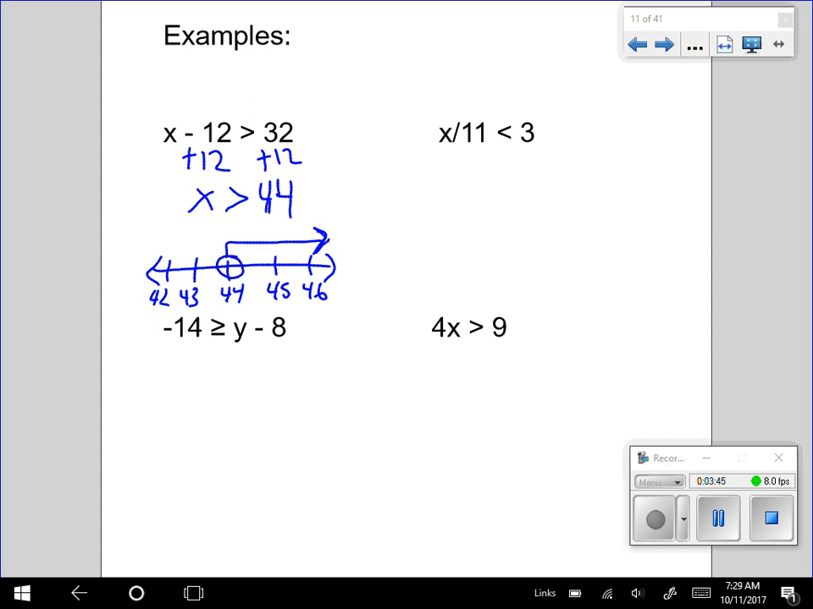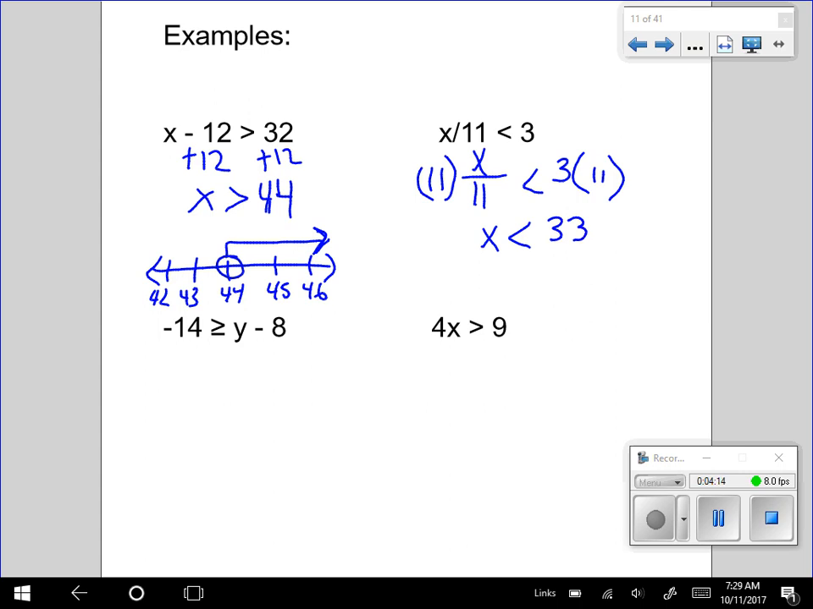Awesome. So now if we look at this one, we have x divided by 11 is less than 3. Okay, so again, we want to get x alone. Maybe you weren't sure what this dash meant, but here written we can see it's division. So we're going to use the inverse operation. We're going to multiply by 11. So x is less than 33.